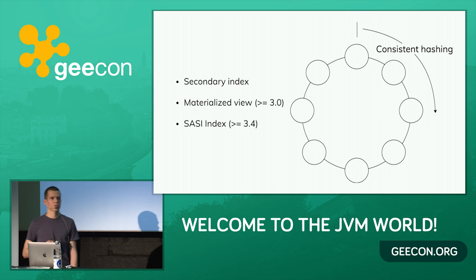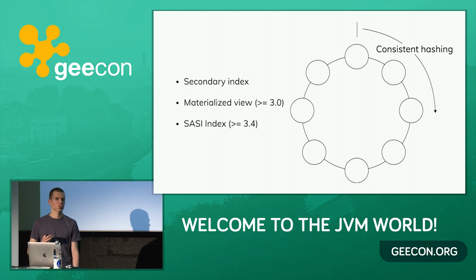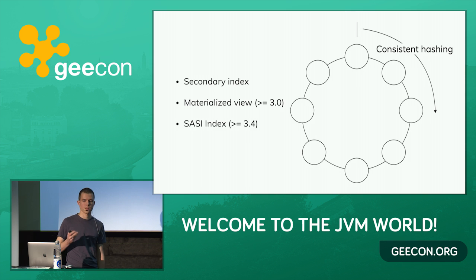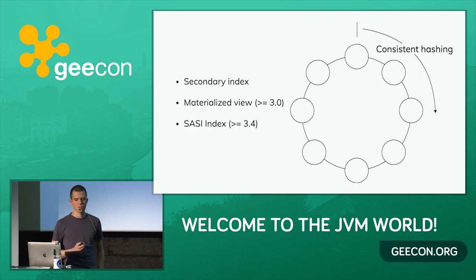And there are some other drawbacks because secondary indexes are kept on every node in a cluster. So when you would like to do some query using secondary index, in the worst case scenario, you would need to check every node, specifically every index on every node to find the value. So it's not efficient. And another option are materialized views, which were added in Cassandra 3.0.